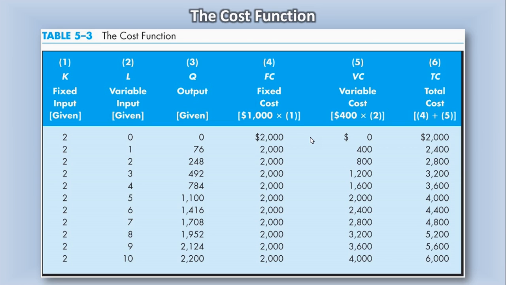All right, so again, our fixed input is fixed. The cost of it is fixed as well, so that's our fixed cost. So we see that regardless of how much output we're producing, the cost is the same for our fixed input. It's $2,000.